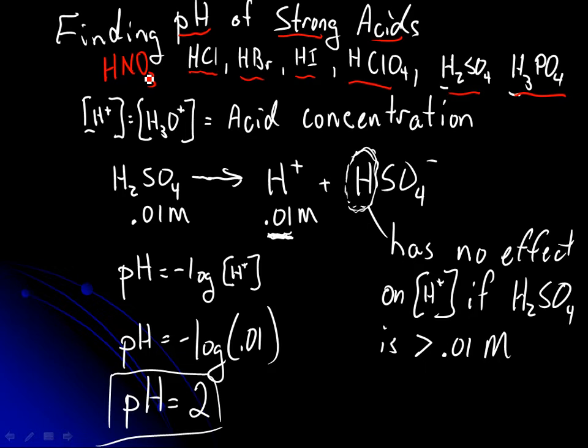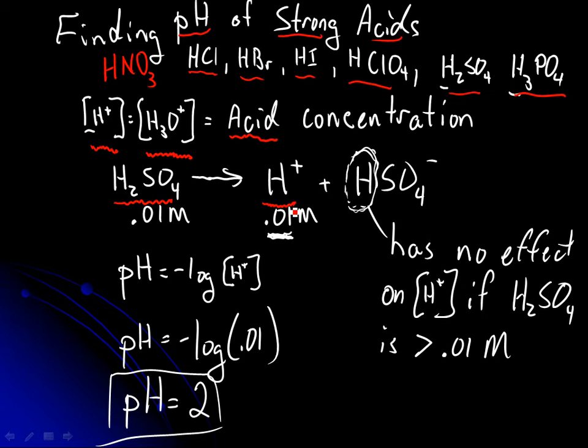Now, for these strong acids, the hydrogen ion concentration, as we call this, or you may remember another word for that, the hydronium ion concentration, equals the acid concentration. Now, this is for strong acids as long as they're fairly concentrated.